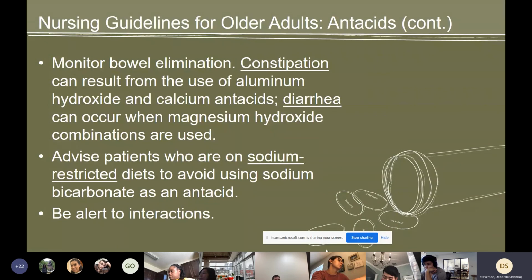For those who are on sodium restricted diets, we want to make sure that they don't take sodium bicarb as an antacid. You've heard of sodium bicarb, baking soda in the cupboard for cooking. For many older adults, all their life they've used baking soda to help with their indigestion. Well, one of the problems with that is it's a bicarbonate. And of course, it can get us into a metabolic alkalotic state if they take too much. But also, the sodium in it can cause a problem if they're already on a restricted diet. All right. That's antacids.